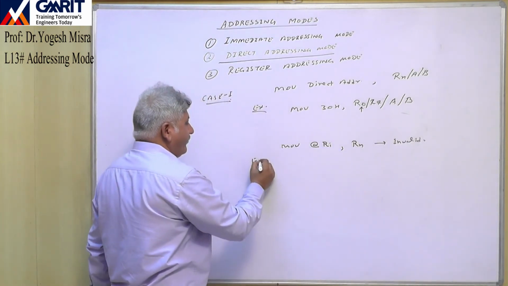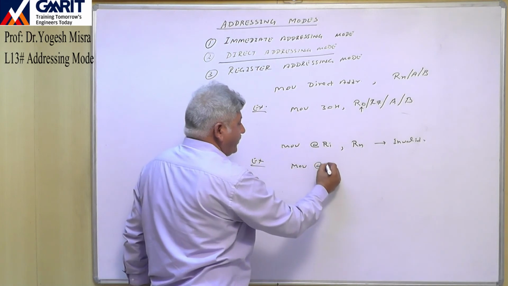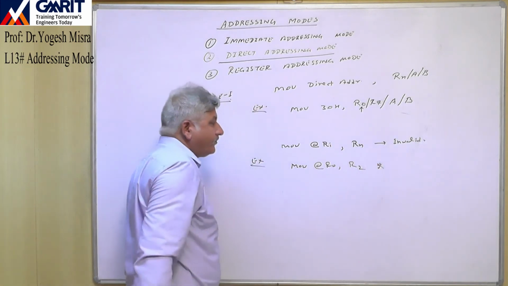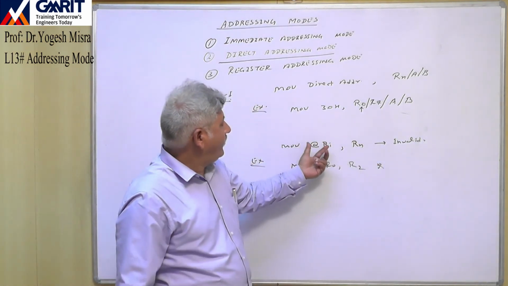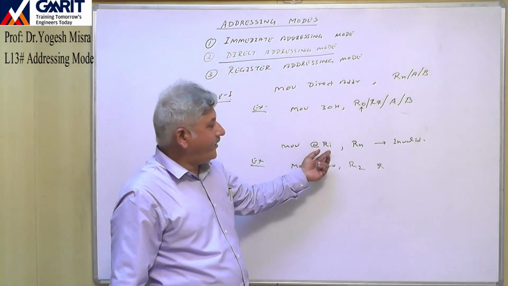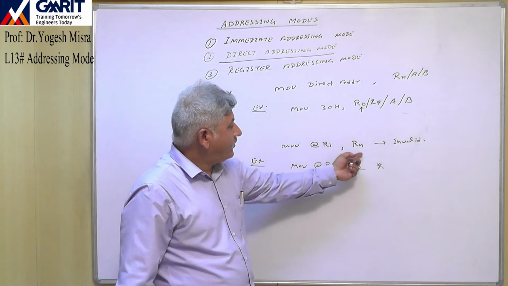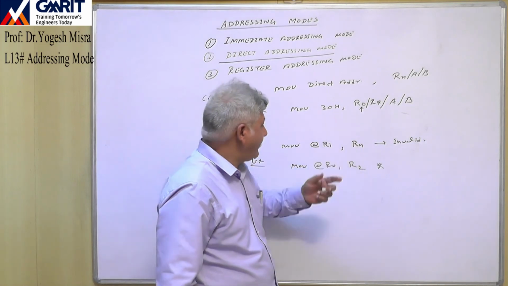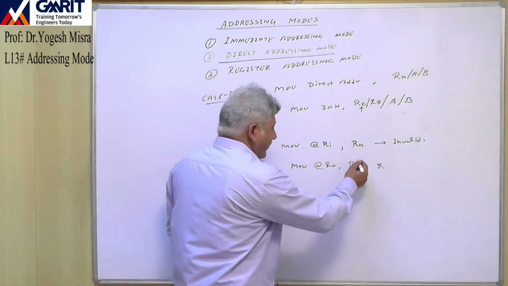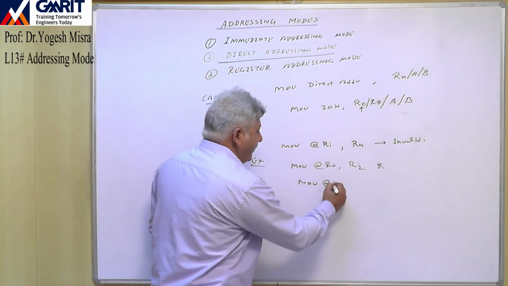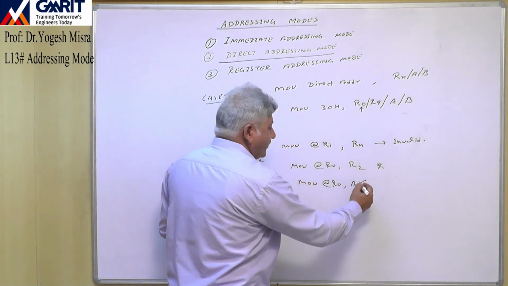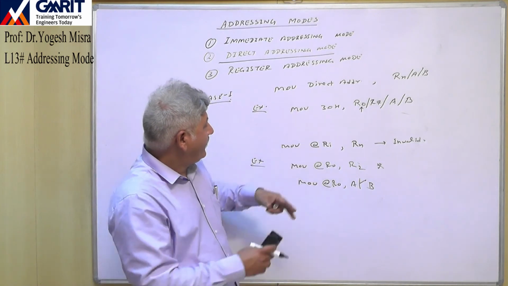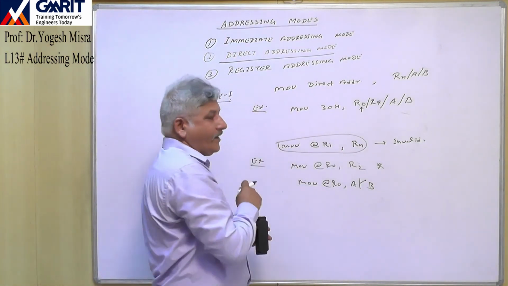For example, move @R0, comma R2. This is invalid. If we are using the destination @Ri, then we cannot use the bank registers as a source. But of course, in place of R2, you can use move @R0, comma A. The A register is possible, or the B register value can be transferred. This is possible, but this particular instruction is invalid.